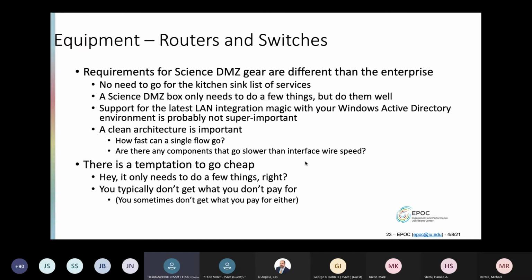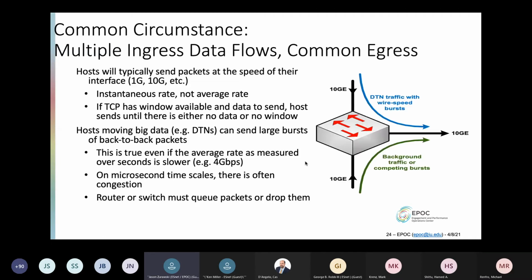So we're going to pivot a little bit into what you need to buy. Requirements for Science DMZ gear are different than enterprise, and you don't need to go out and buy the biggest and fanciest things. The DMZ boxes really only need to do a few things, but they need to be able to do them very, very well. And there's also this temptation that we can probably go a little bit cheaper on these things because it's only doing a couple of these things, right? You don't always want to go that route, though, because if you skimp on some of these features that you absolutely need, it's not going to perform like you think it's going to work.